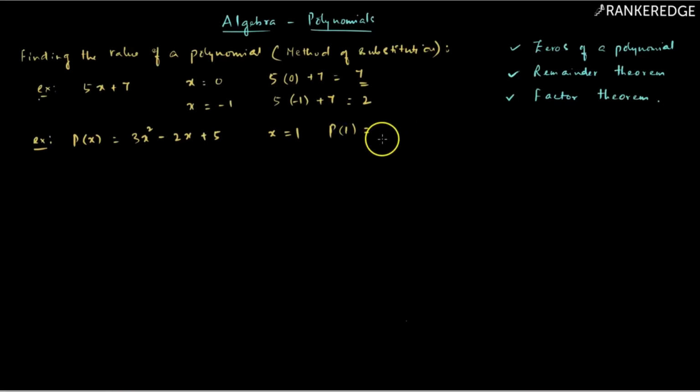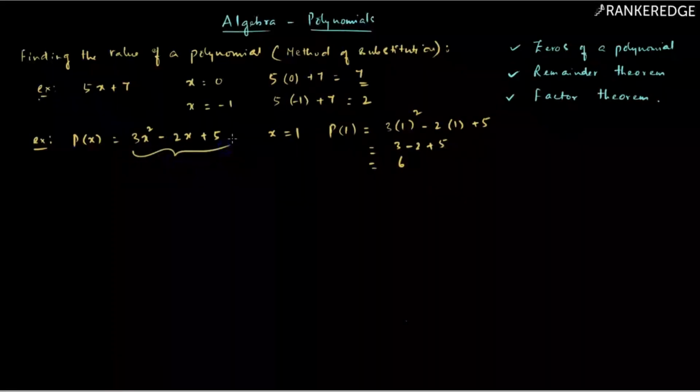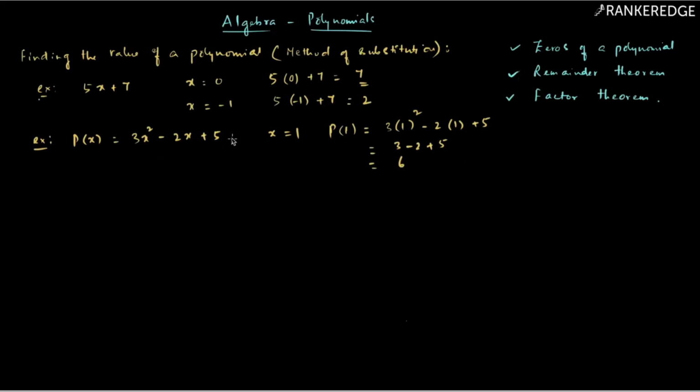Substitute the value of x as 1 wherever x appears in that polynomial p of x. So that would be 3 into 1 square minus 2 into 1 plus 5. That would be 3 into 1, 3 minus 2 plus 5. That would be 6. You can find the value of this entire polynomial for any given value of the variable x. So that is the way to find the value of a polynomial.